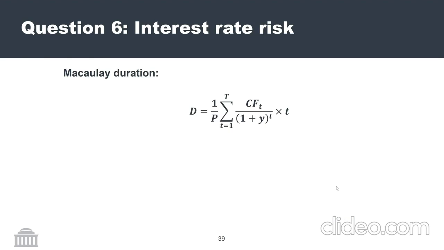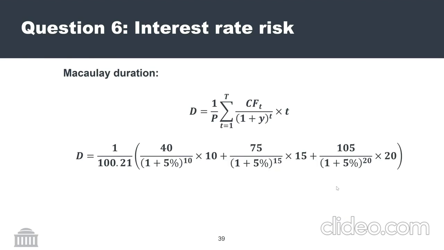Now, the Macaulay duration again is given by this equation. So we've computed P, the price. So now we can compute the remaining term. So this sum term, which here consists of just three terms because we have three liability payments. So 1 divided by 100.21, this is 1 divided by the price, or the present value of our liabilities, multiplied by 40 divided by 1 plus 5% raised to the power 10.